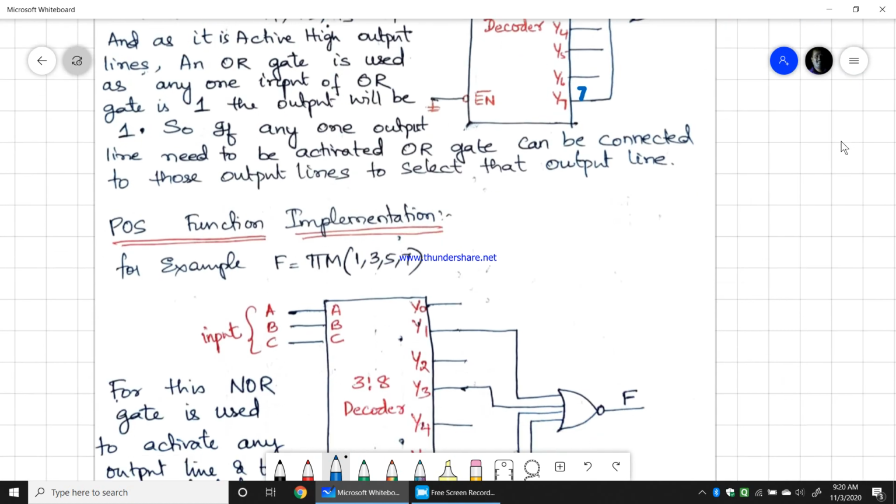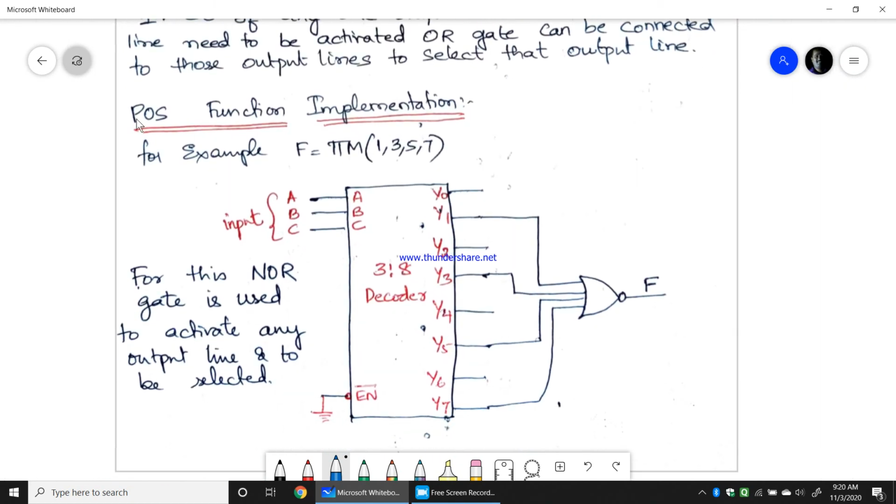Similarly, if I go with POS function implementation, I need to get 0, right? 1, 3, 5, 7 will all be assigned the value 0, whereas whichever is not there inside this pi term, which is 0, 2, 4, 6, will be assigned 1. So therefore I will select y1, y3, y5, y7, and I will give this to a NOR gate.